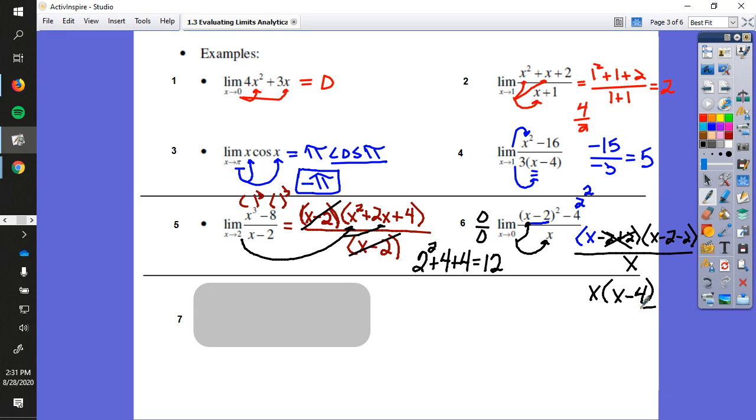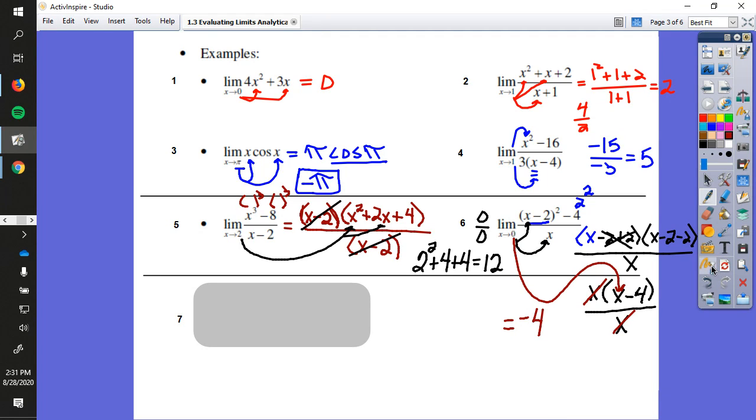Don't distribute that x, because again, our goal here is to simplify and remove the zeros that were creating issues. And that allows us to do that vertically right there. So now what we can do is take the 0, do a direct substitution, and what you'll find is the limit is actually equal to -4 for that one right there. Okay, and so that would be your solution for that limit.